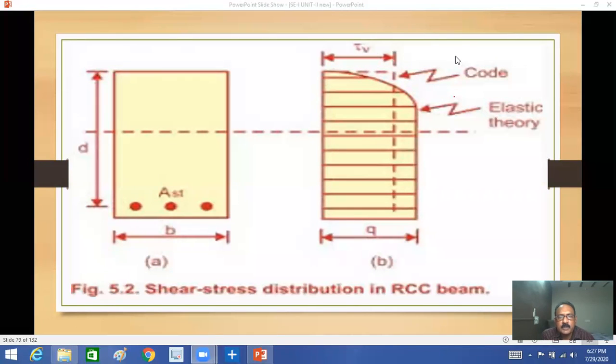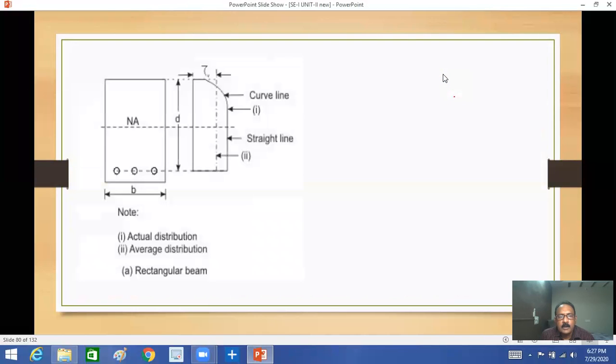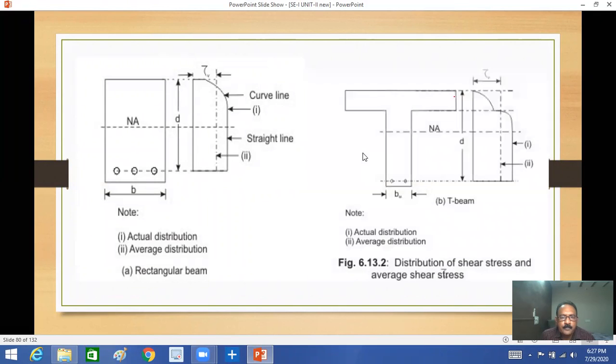Next, if you see, this is a T beam having reinforcement at the bottom, and the curve is like this. Here is a curve line, here is a straight line. So we'll assume up to here. This is the average distribution. This is the actual distribution. If you see, this is the actual distribution, but we'll take the average. Here, up to here is parabolic. So this is considered, okay.